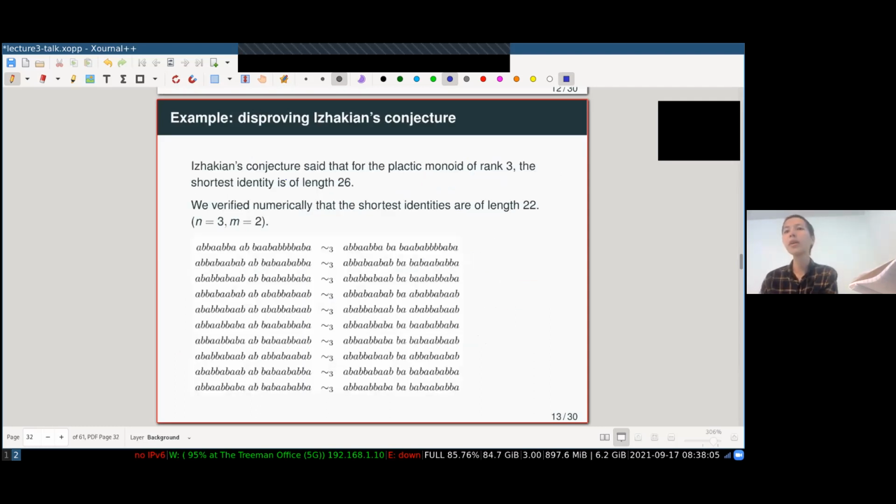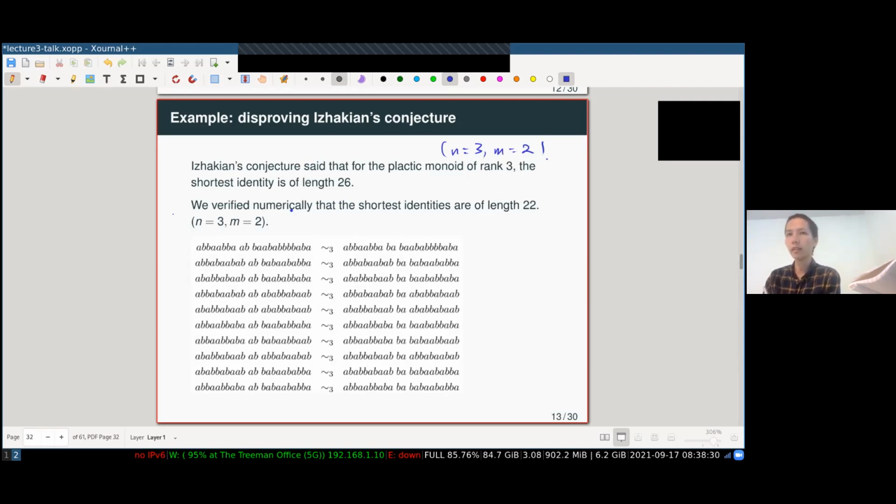But as a proof of concept, we already used it to answer some existing questions in semigroup theory. For example, there was Izhakian's conjecture that said that for the plactic monoid of rank 3, so this is the case n equals 3, m equals 2, the shortest identity of it is of length 26.